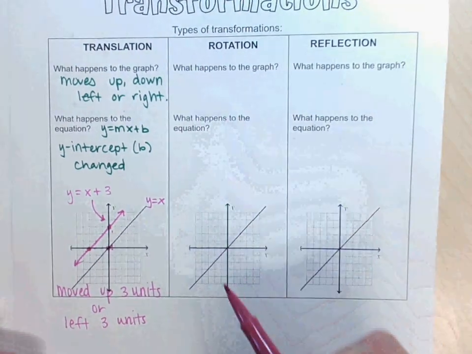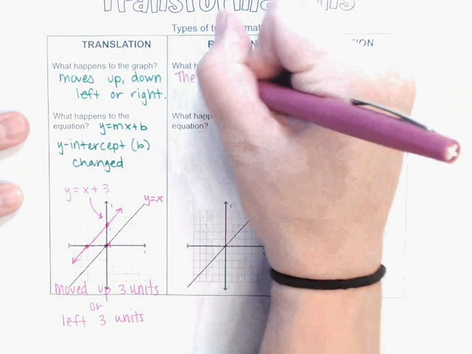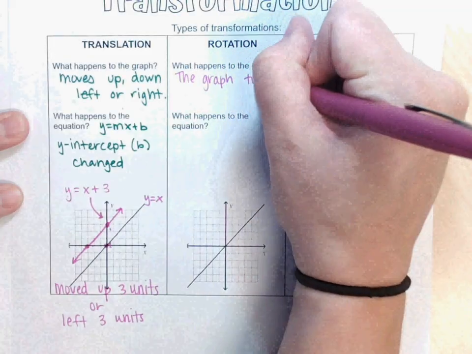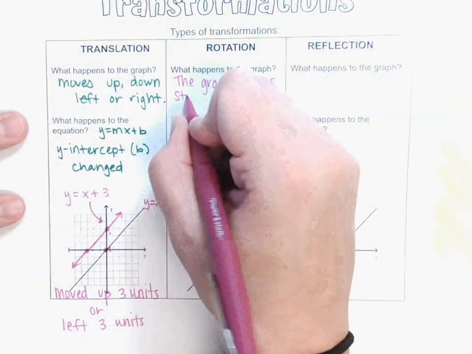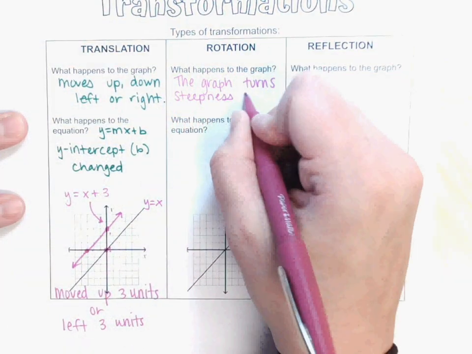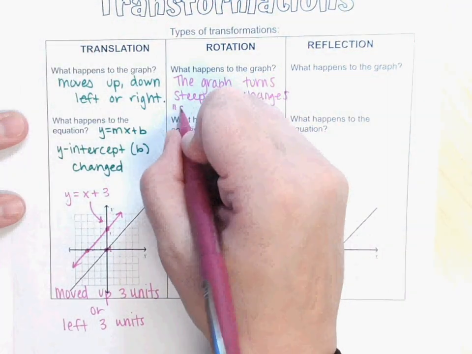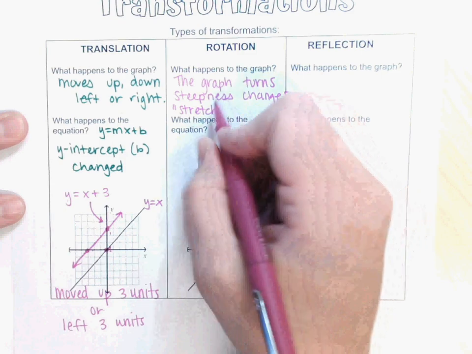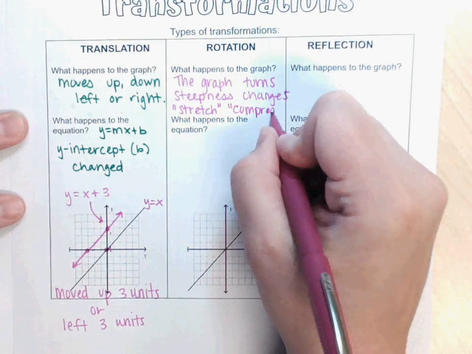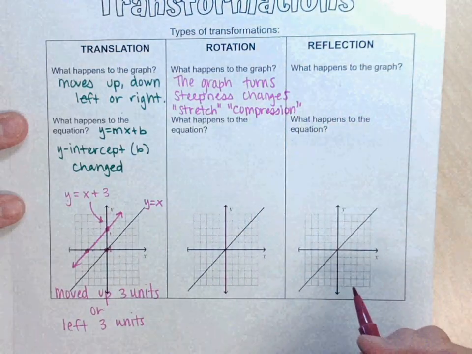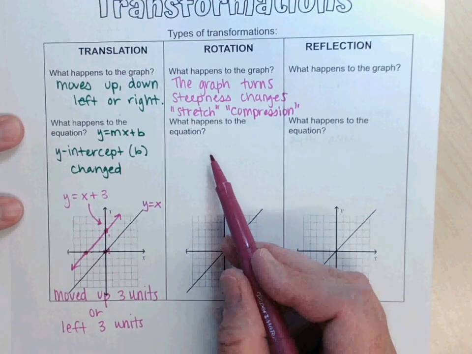Hit pause and consider what happens with a rotation. The graph appears to turn, or the steepness changes. Steepness changes, which is also known as a stretch, making it look longer, or a compression, basically pressing it down. What happens to the equation? Well, we talked about how the slope changes.